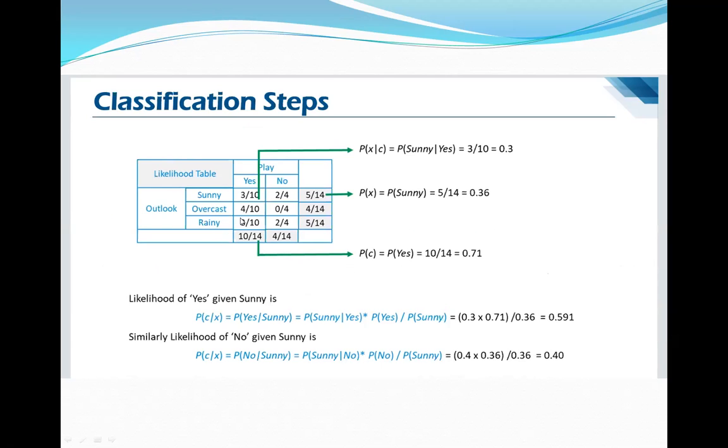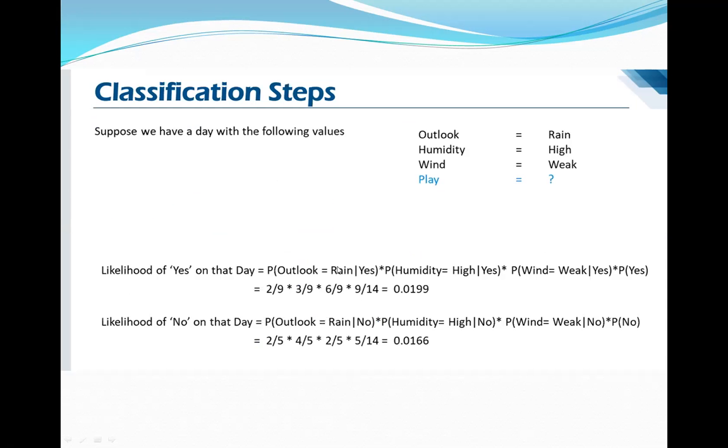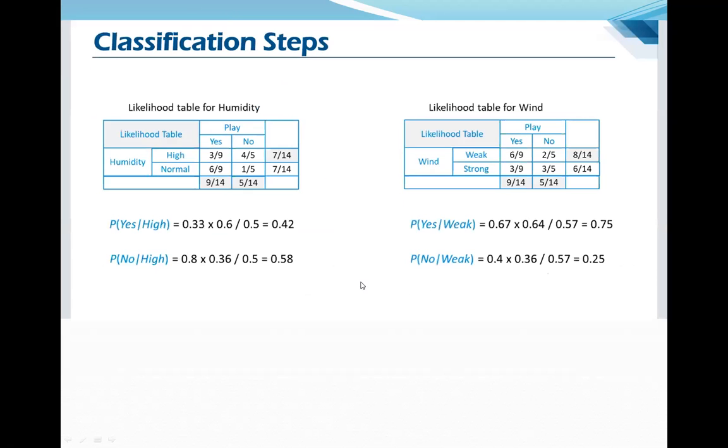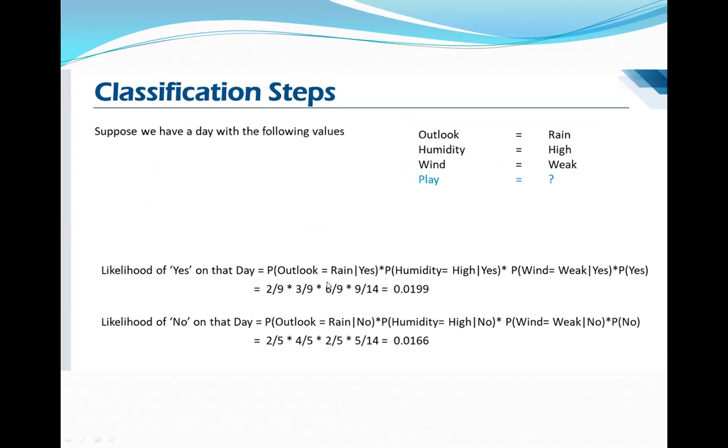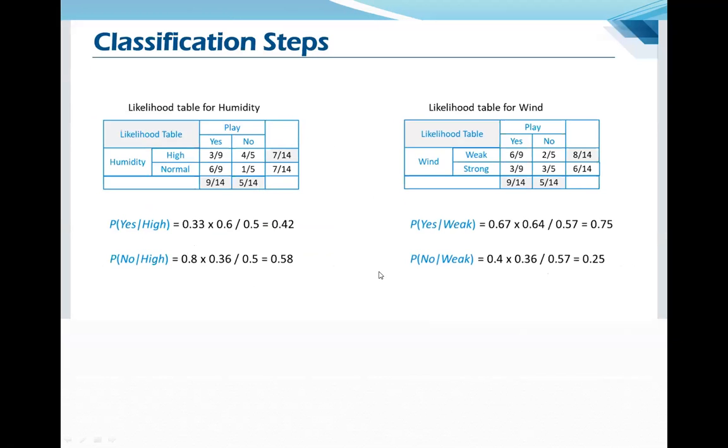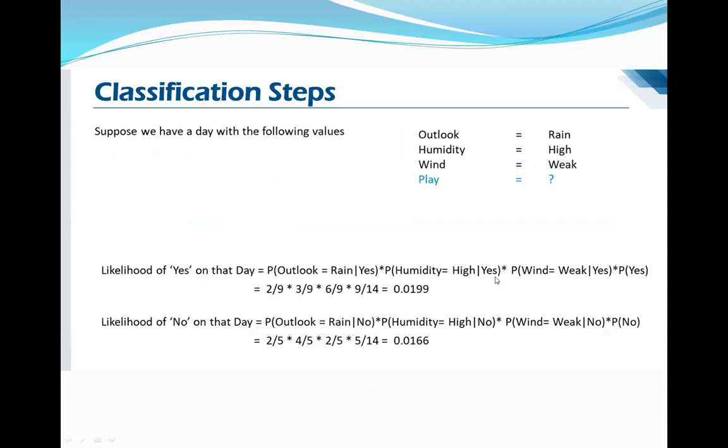If it is sunny and given yes, am I right? What is the condition? Rain given yes. So you have to calculate the probability of rain. I am calculating only for sunny here. Then you simply calculate the value for humidity is high given yes, and wind is weak given yes, multiplied by the probability of yes.